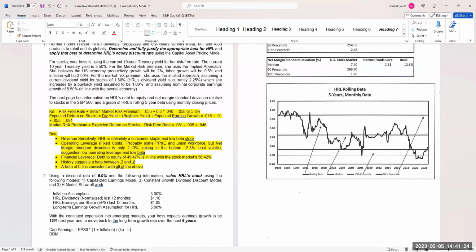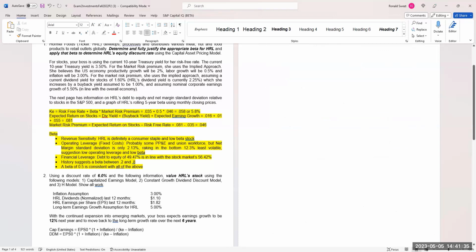KE minus inflation. The dividend discount model looks almost exactly the same. You can use the same formula as cap earnings, except instead of using earnings per share, use dividends. And instead of inflation, use long-term growth. Everything else is exactly the same.